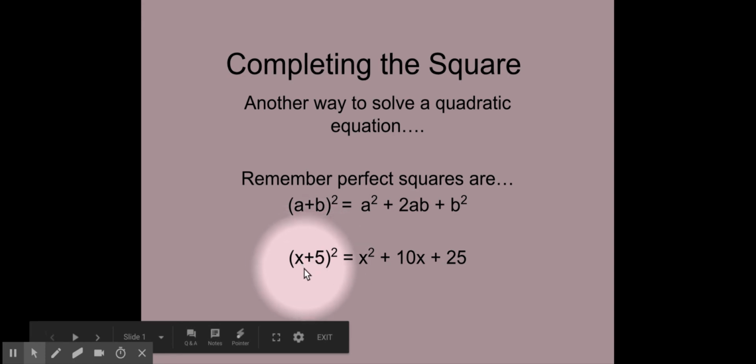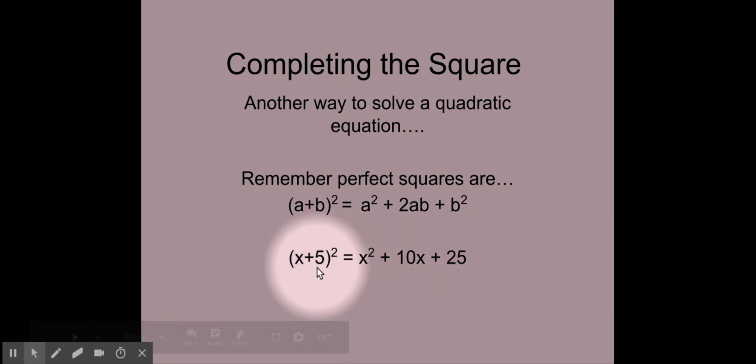So, if you have something like x plus 5 squared, your first is x squared, your last is 25, and your outer and your inner combine to 10x.